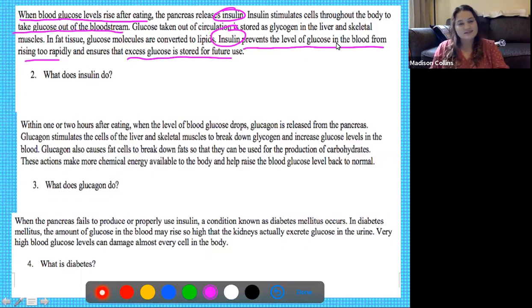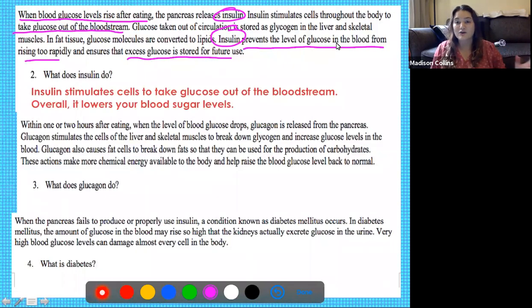So now tell me, what does insulin do? Well, we need to know that insulin is going to stimulate cells to take glucose out of the bloodstream. So overall, this hormone works to lower or decrease your blood sugar levels. Okay. But now, what about glucagon?